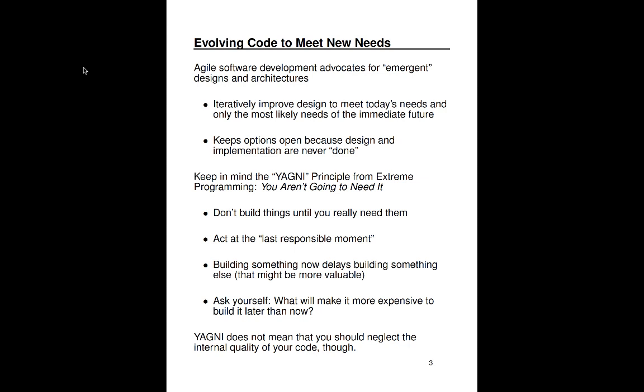Now, to be clear, YAGNI doesn't mean that you should neglect the internal quality of your code. Code should be healthy, code should be easy to understand. YAGNI is more about not implementing features or new functionality until they're truly needed.